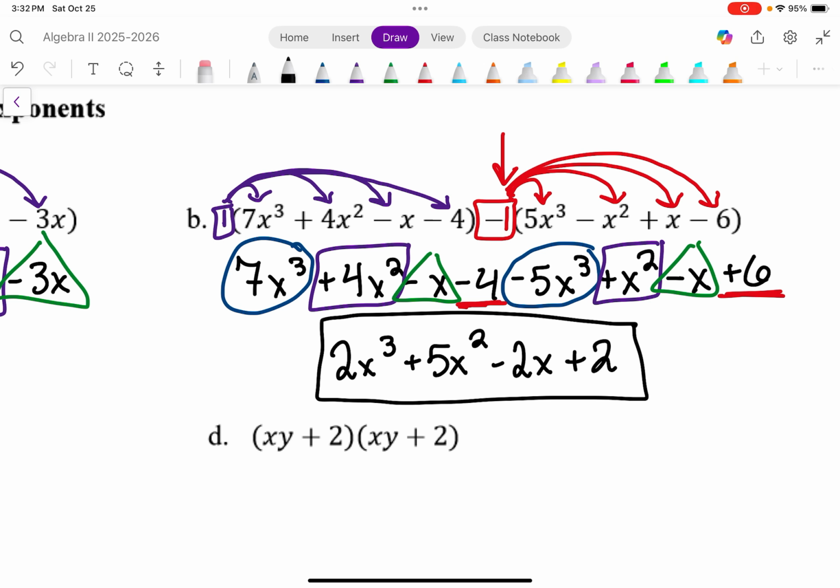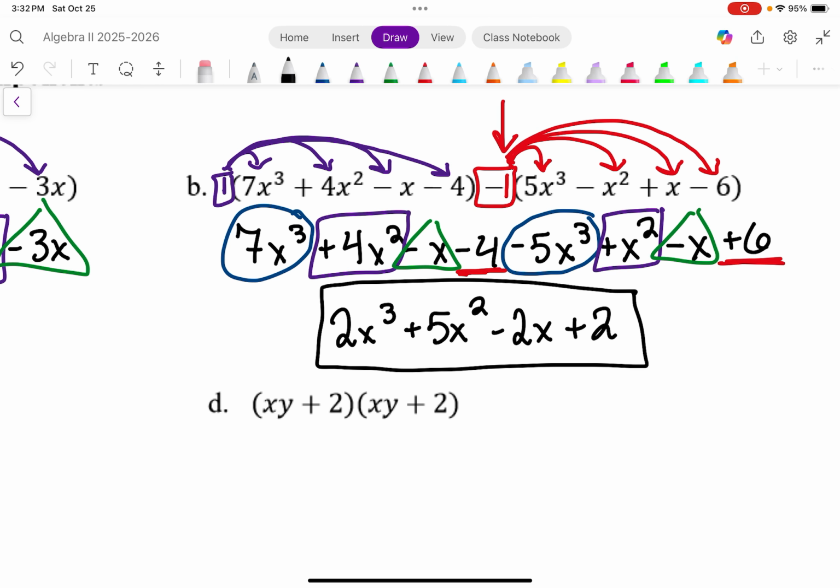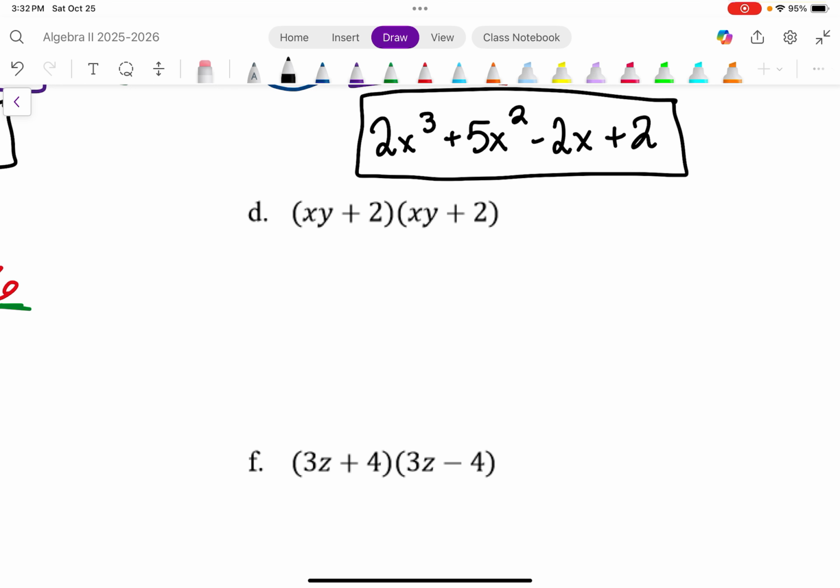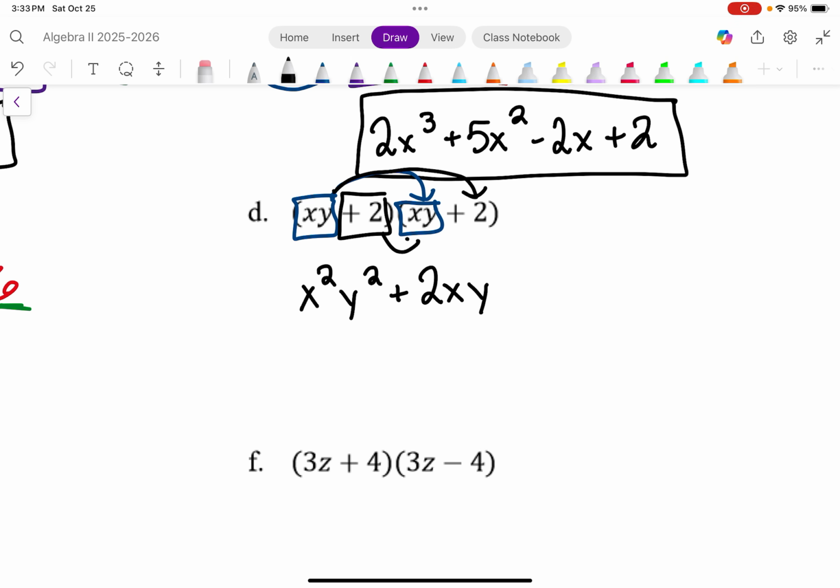So go ahead and make any corrections if you need to from your independent practice. And now we're going to move on to letter D. This one was very similar to example E. So we're going to take this xy and we're FOILing and multiplying it by the other xy. Now make sure you have x squared, y squared for this one. Then we have xy times 2, which would be a positive 2xy. Now we have 2 times xy, which is another positive 2xy. And 2 times 2, which gives us 4.